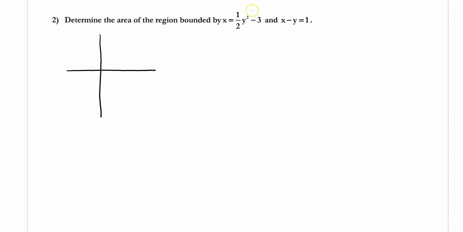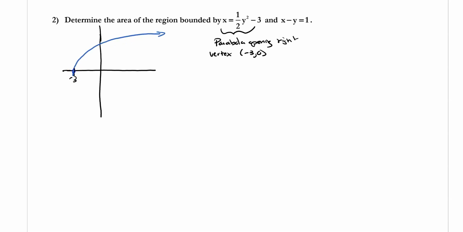Okay, this is a parabola. So this right here is a sideways parabola, opening right, with vertex of negative 3, 0. Okay, goes back to your conic section days in algebra 2. So we're going to have our vertex here, let's say this is negative 3, and it's going to go rightwards, and we don't need to be super exact, just get a rough sketch of what this thing looks like. Something like that.